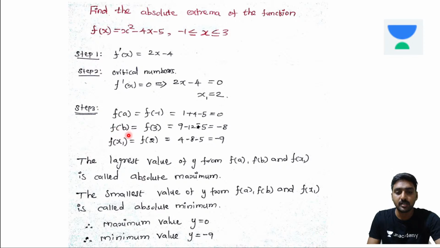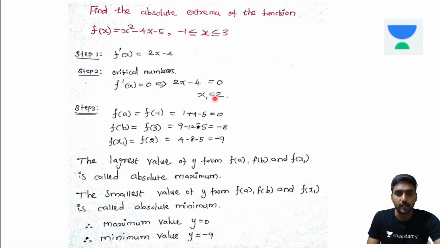Second one, f of b. f of b is equal to f of 3. 3 square is equal to 9, minus 4 into 3 is equal to minus 12, minus 5. It's equal to minus 8.